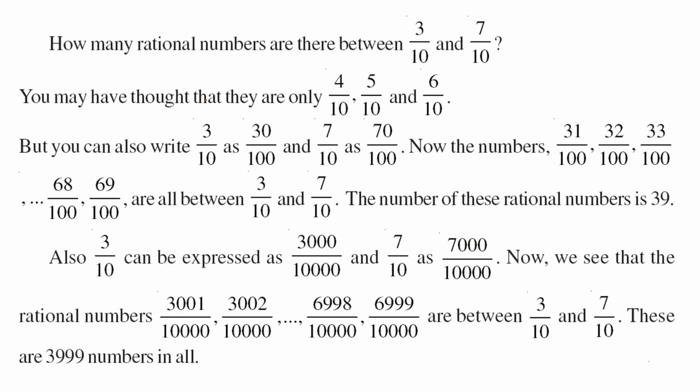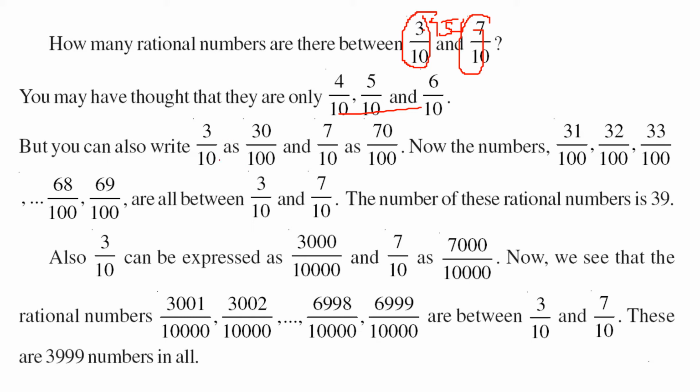So you will find a definite number of natural numbers between two natural numbers. There will be no problem. But how many rational numbers are there between 3 by 10 and 7 by 10? How to find it? Simply see, this is 3 by 10, so you can take 4 by 10, 5 by 10 and 6 by 10. All these, 4 by 10, 5 by 10, 6 by 10, are the numbers.